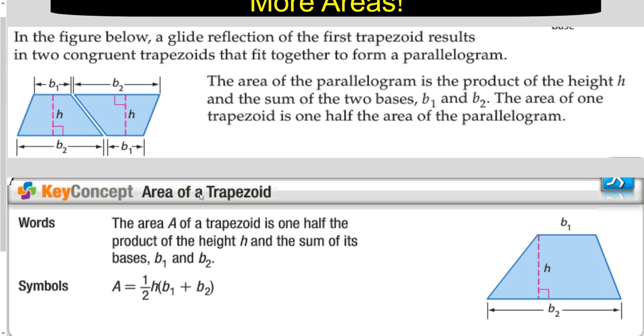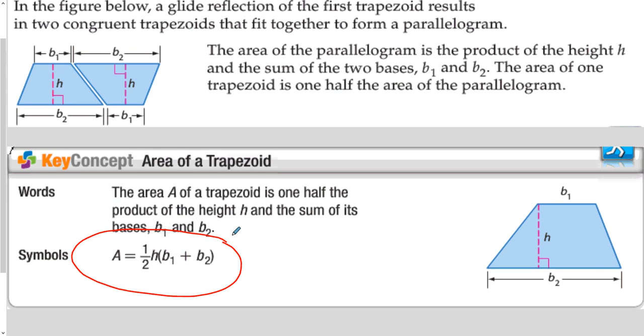So if we found the area of that entire parallelogram, it would be the sum of the bases, base 1 plus base 2, times the height, right? But our trapezoid is only half of that. So the formula for the area of a trapezoid is 1/2 the height times the sum of the bases. Again, the bases being the parallel sides, not the other two.